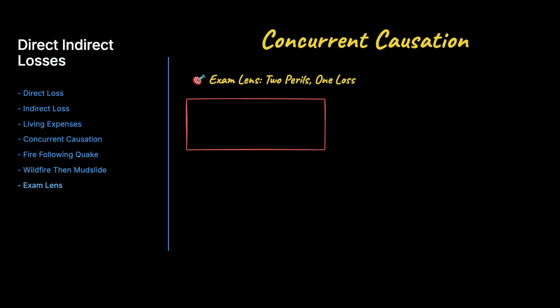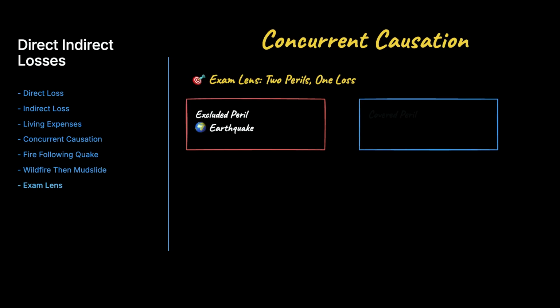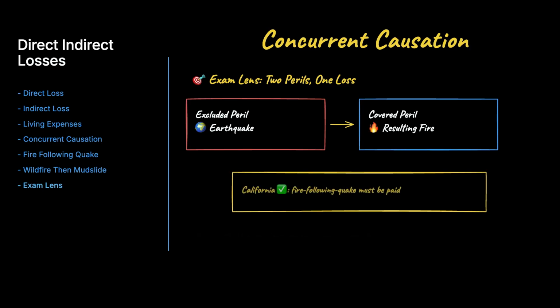Let me give you the exam lens. Concurrent causation questions almost always hand you one excluded peril and one covered peril working together. Then ask what's paid. Your move: find the covered piece and remember California forces payment of the fire portion after a quake. For messier wildfire than mudslide setups, courts hunt the efficient proximate cause.